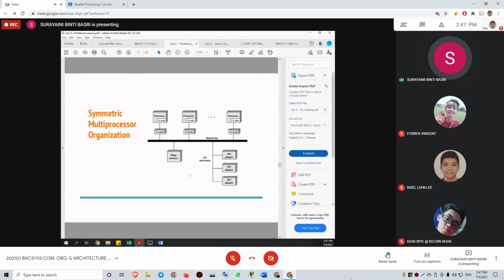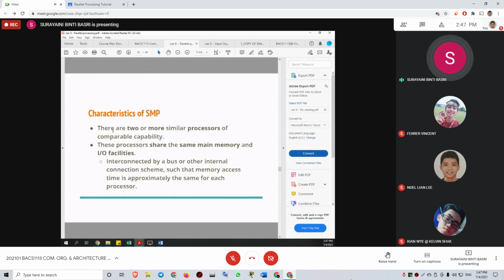But the only difference between the asymmetric multiprocessing with the master slave is that the master slave has its own master, but for this SMP, each of them is a master of itself, and it has its own local memory.